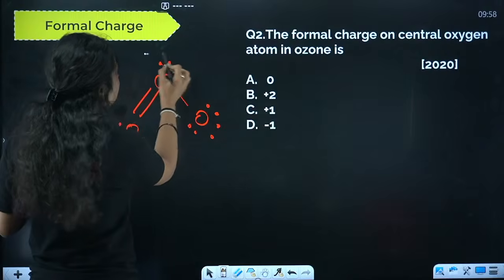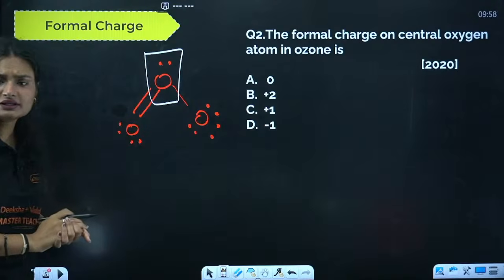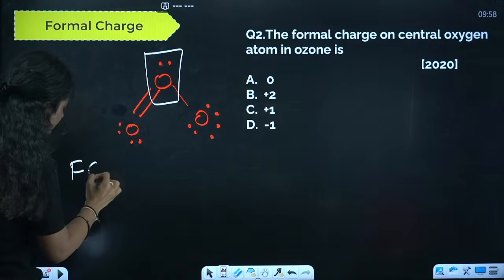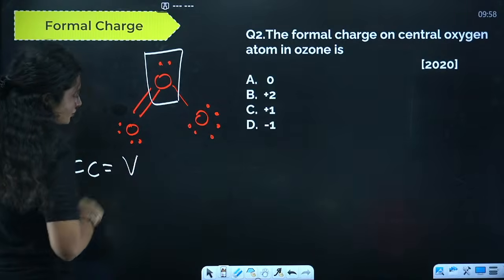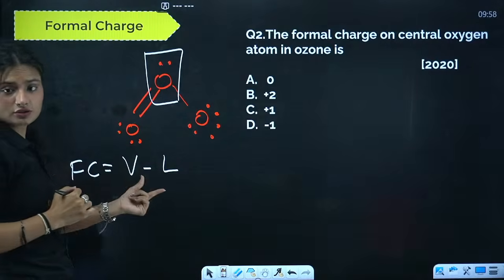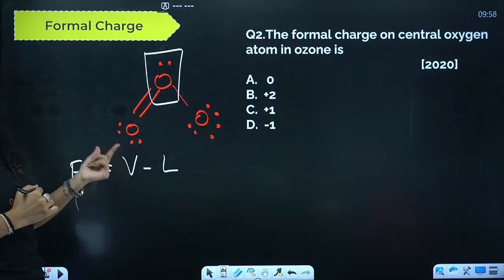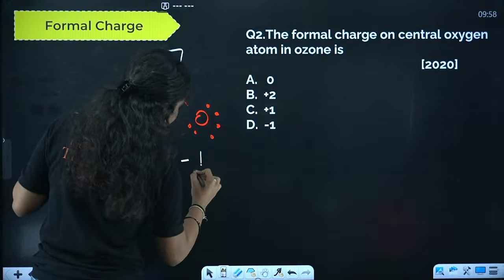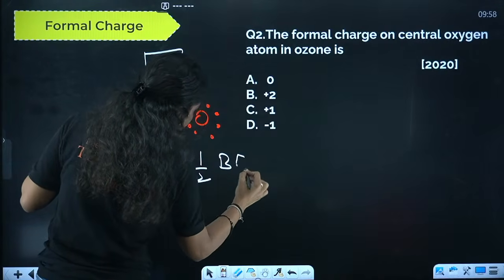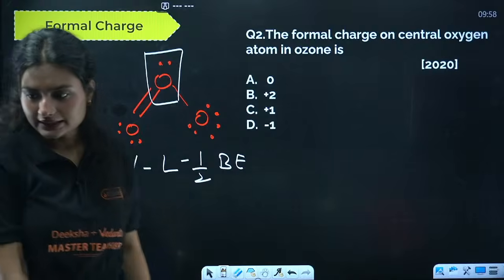What is the formal charge on this oxygen? How do you calculate the formal charge? The formal charge on any atom is equal to the number of valence electrons minus the lone pair of electrons minus half the bonding electrons.